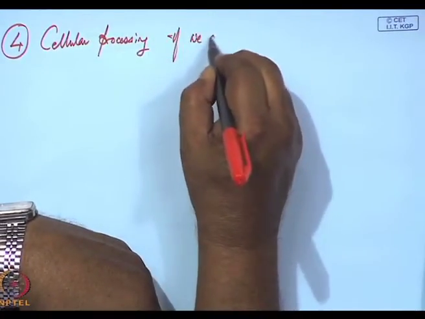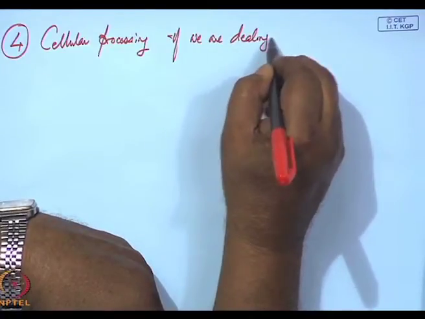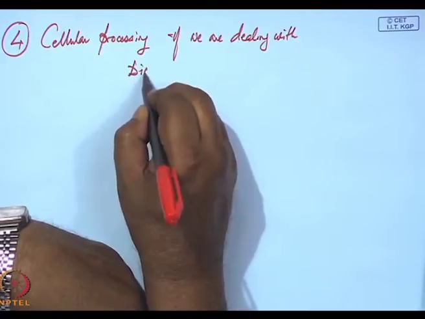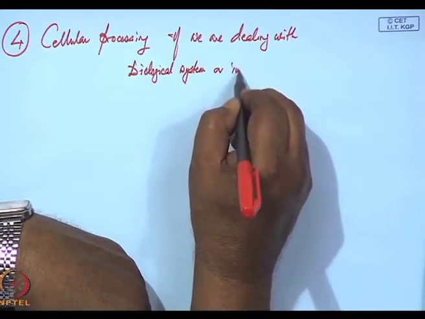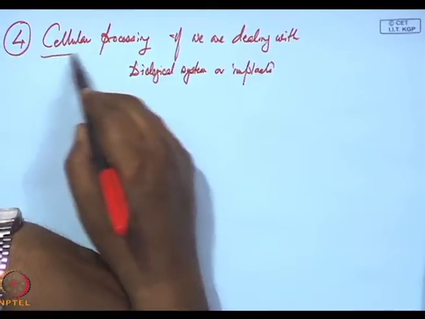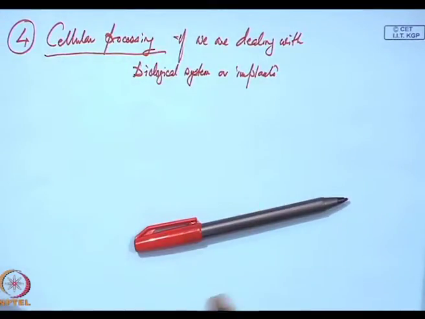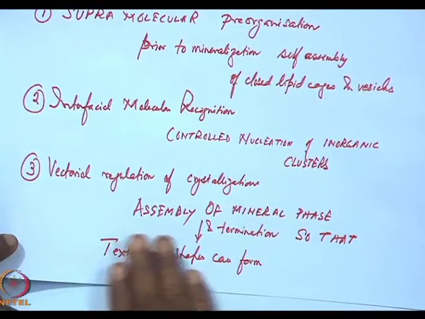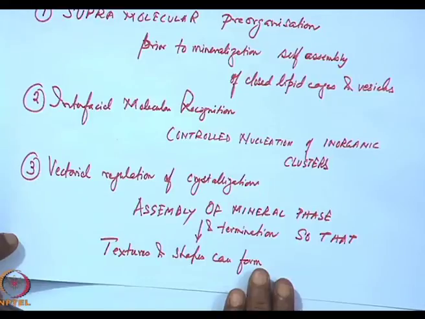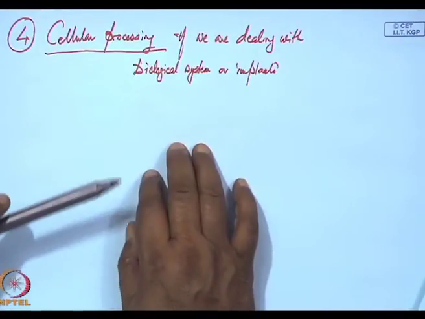If we are dealing with a biological system or implants, cellular processing then comes in after the vertical regulation, the crystallization, the mineral phase is assembled properly, the texture shapes can form. And if we are dealing with a biological system, the cellular processing. Now, these are the four most important subdivisions of a textured growth.